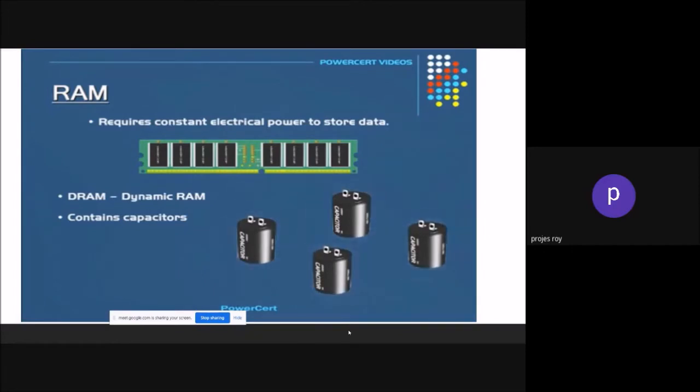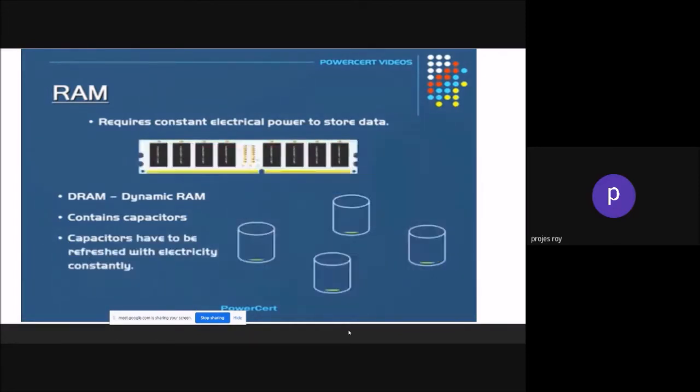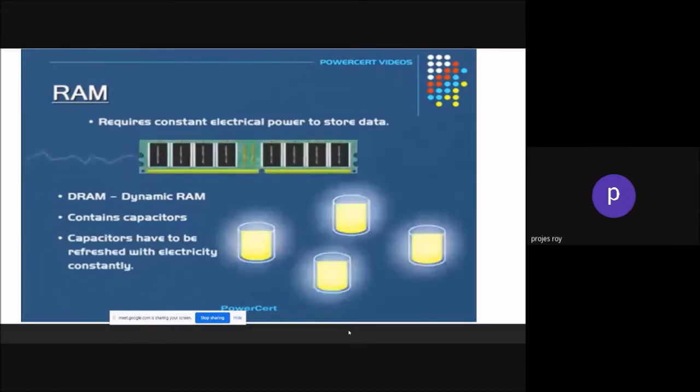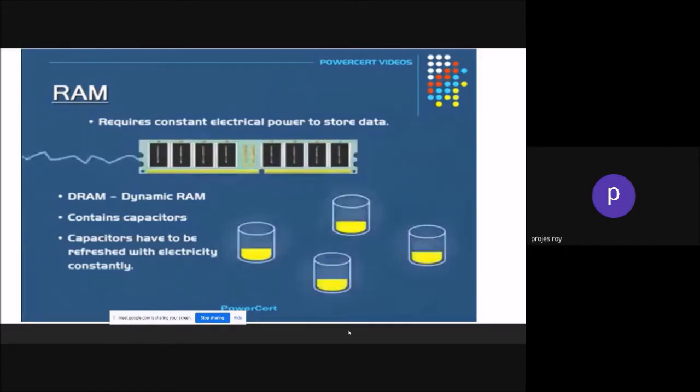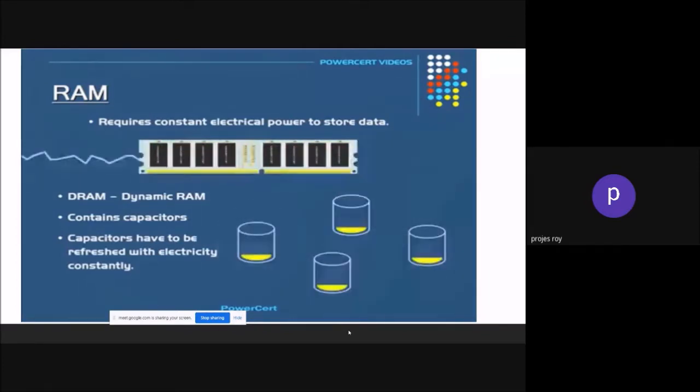And because DRAM has capacitors, they have to be refreshed with electricity constantly, because capacitors do not hold a charge for very long. They constantly leak. And this refreshing is where we get the name dynamic. The capacitors have to be dynamically refreshed often, otherwise they will forget the information that they're holding.